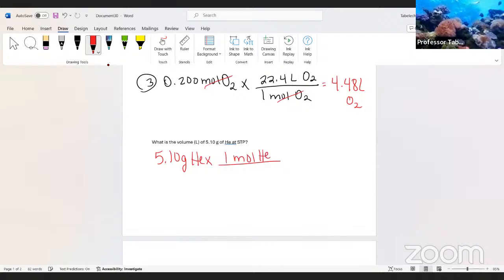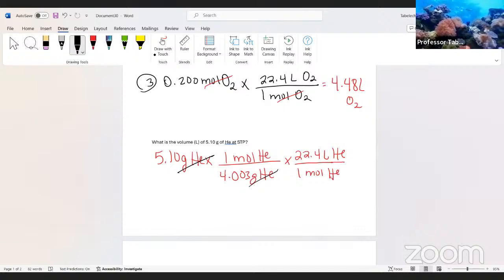So 1 mole of helium is equal to the molar mass on the periodic table, and I know that the weight for helium is 4.003 grams. So now you can actually take this in one long swoop. Get rid of your grams, and in this second step you can put on the very top 22.4 liters of helium over 1 mole of helium. Again, get rid of your moles of helium, and now you're left with your liters, what you were looking for initially. So you can do this all in one step, or you can break it apart like I did up here.